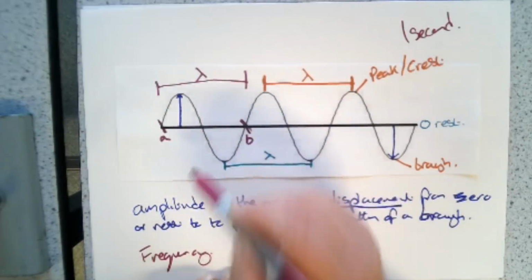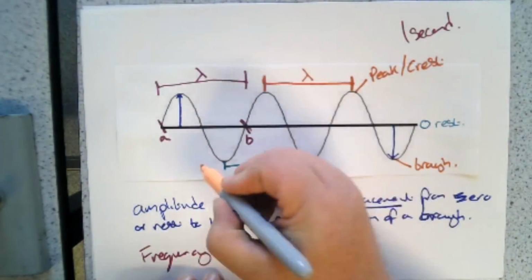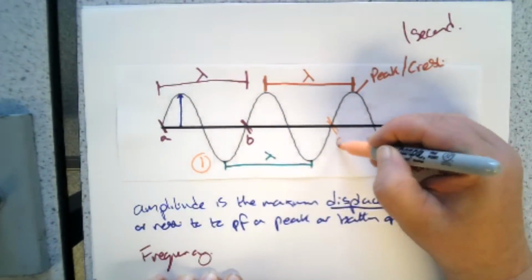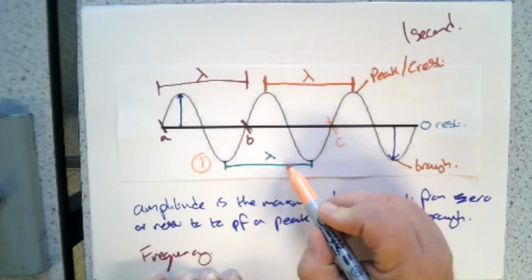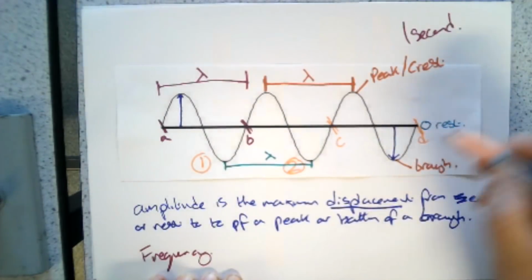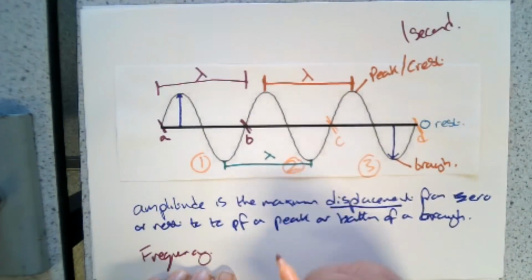Let me get a different color pen so it stands out. So from A to B, that's one wave. From B to C, that's 2 waves. And from C to D, that's 3 waves. So this wave pattern has a frequency of 3 hertz. There are 3 complete waves passing there at 1 second.